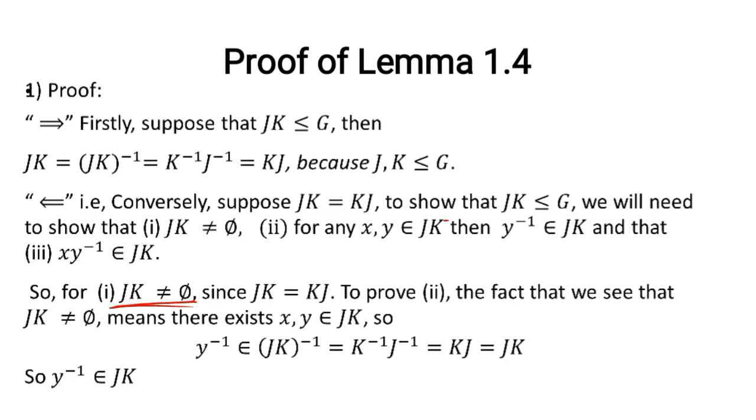Now that they are not empty, the fact that we see that JK is not empty makes it easy for us to find X and Y in JK. So it means that there exist X and Y in JK, because if it was empty, we can't find anything, okay? So it's not empty, I can find X and Y in JK. With that done, I can now try to find out if this would hold, because we're at the second stage.